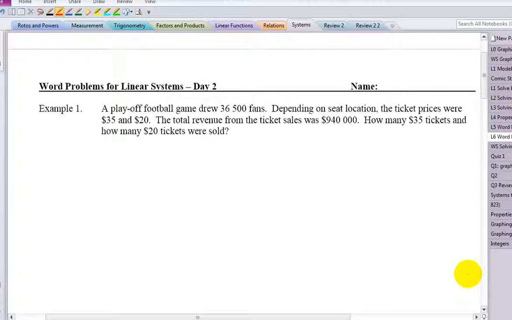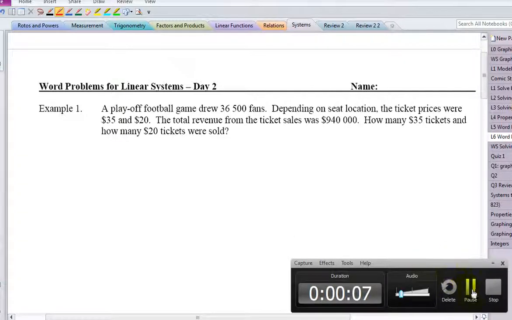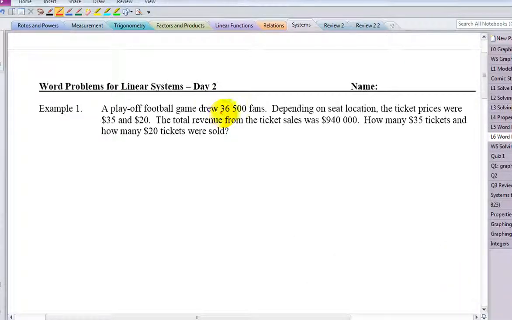Okay, so you want to read the question and underline the important information. Go. Read it, underline the important stuff. So you should have 36,500 fans underlined. You should have ticket prices $35 and $20. Total revenue is $940,000. Now, how do you figure out what X and Y are?